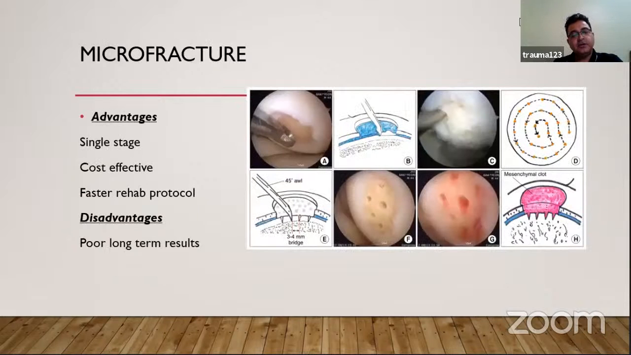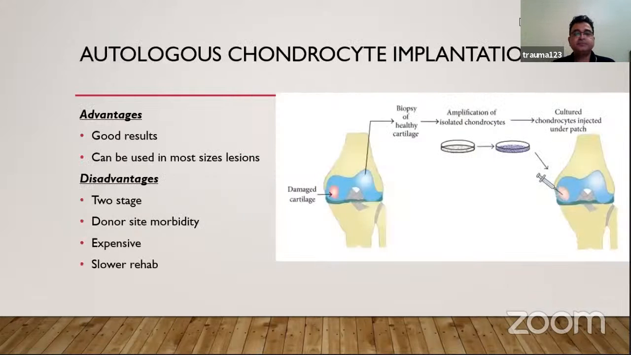In microfracture, we debride the damaged cartilage area and take out the subchondral sclerosed layer, then we drill holes at 3 to 4 mm bridges and let a clot form, which ultimately gets converted into fibrocartilage tissue. The advantage is a single-stage, cost-effective, and faster rehabilitation protocol. But it has a limitation in long-term results.